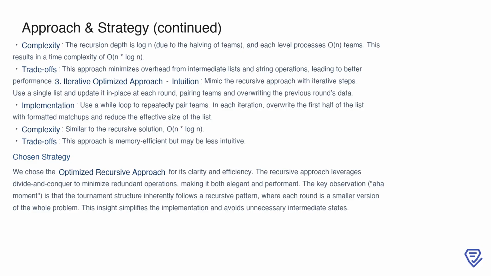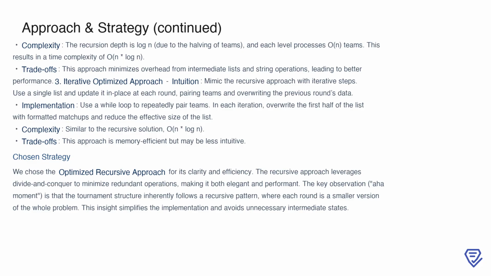Another alternative considered was the iterative optimized approach, which mimics the recursive strategy but uses a single list that is updated in place during each round. Here, a while loop is used to repeatedly pair teams, overriding the first half of the list with the formatted matchups and reducing the effective size of the list after each iteration. The iterative approach also has a time complexity of O(n log n) and is memory efficient, as it avoids creating new lists. However, it can be less intuitive to implement compared to recursion.